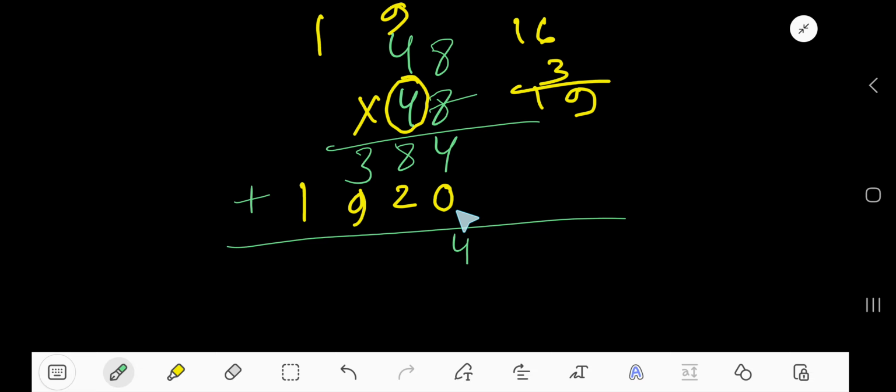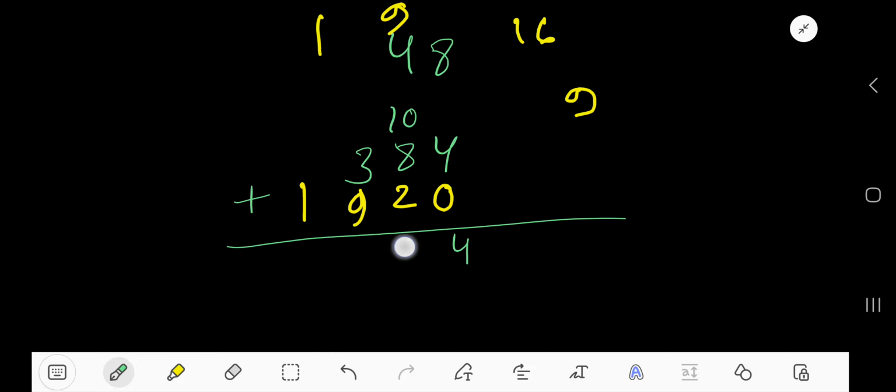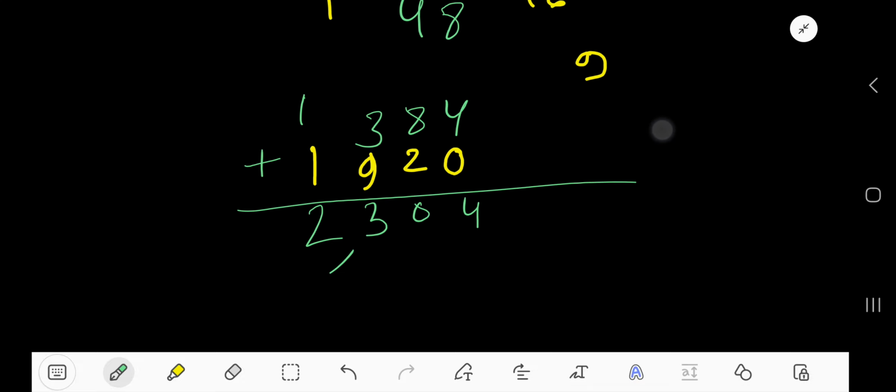4 0 4, 8 plus 2, 10. Write 0 here and carry 1 to the next column. 9 plus 1, 10, plus 3, 13. Write 3 here and carry 1 to the next column. 1 plus 1, 2. That is 2304. This is the result.